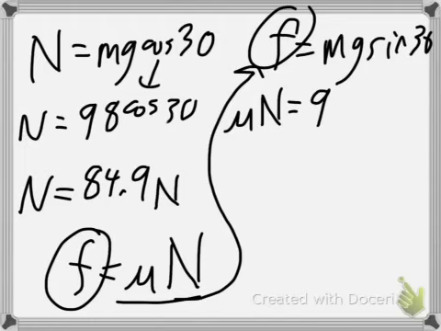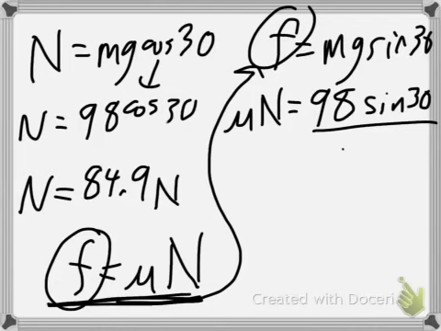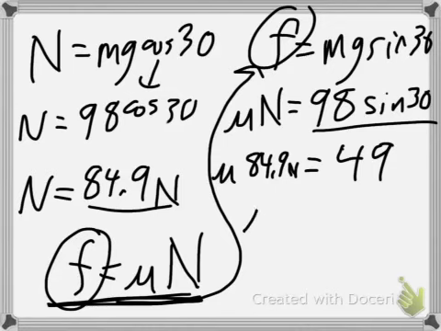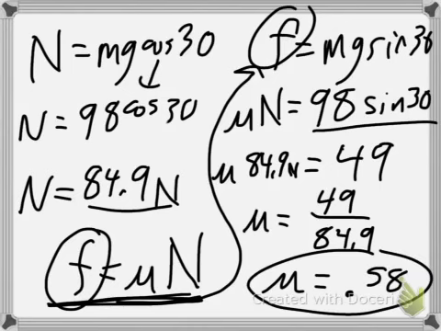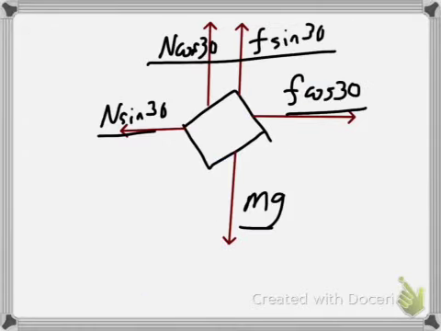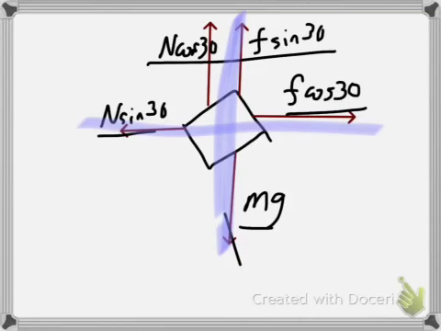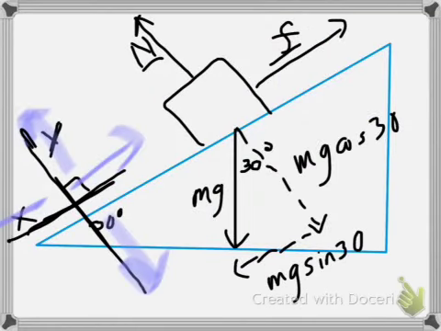So, sorry for that. When I plug in my friction equals mu N, here for friction, I get that mu N equals 98 sine 30, which in this case is 49, if you type in the calculator, and my normal force is 84.9 newtons, so my coefficient will just be 49 over 84.9, which looks to be a little bit less than 0.5. Excuse me, more than 0.5. 0.58.